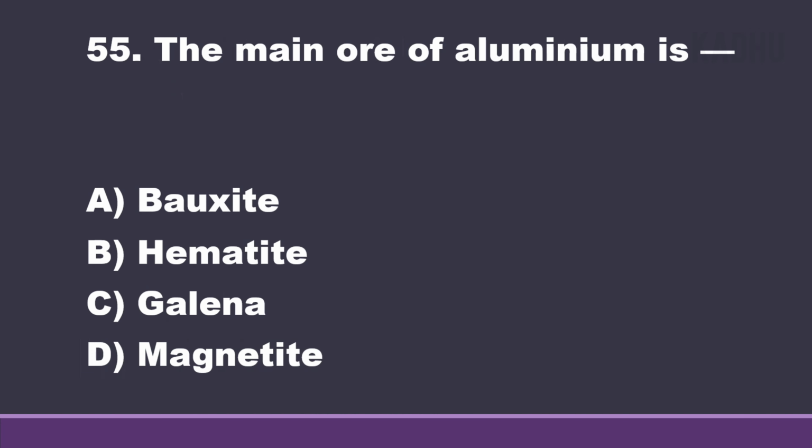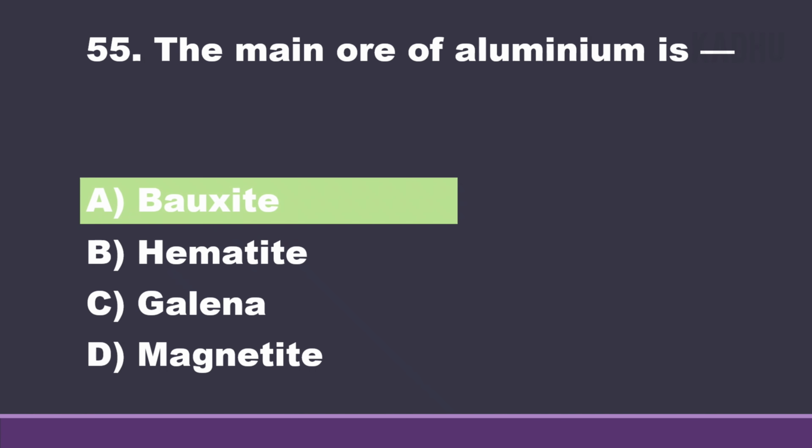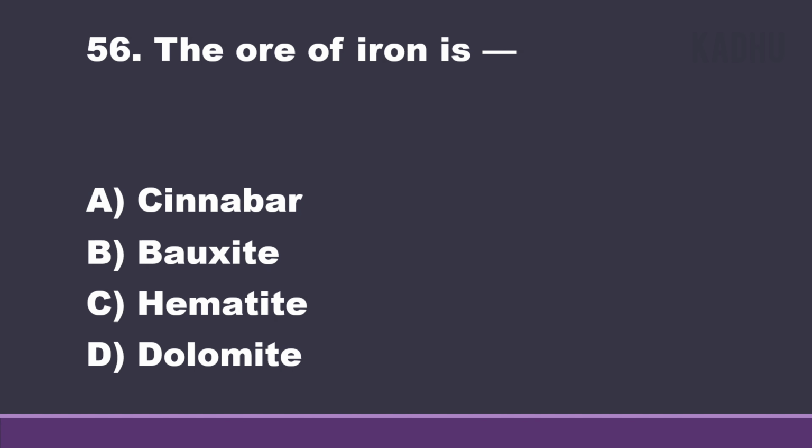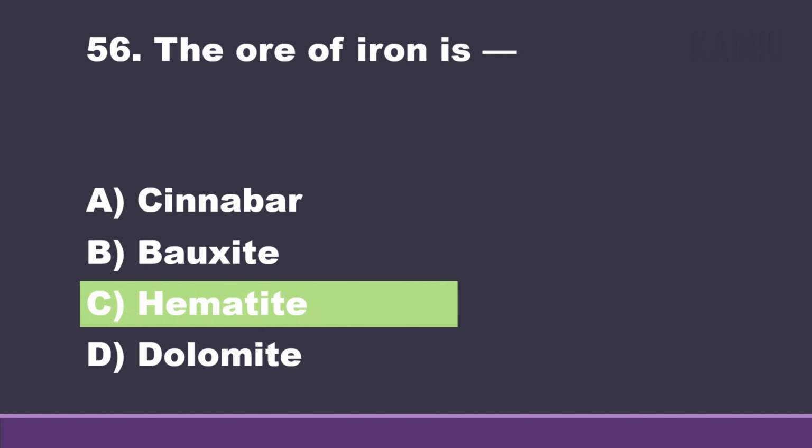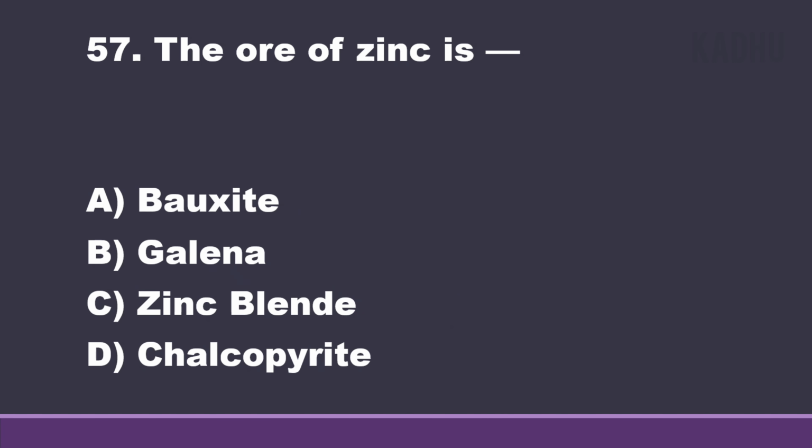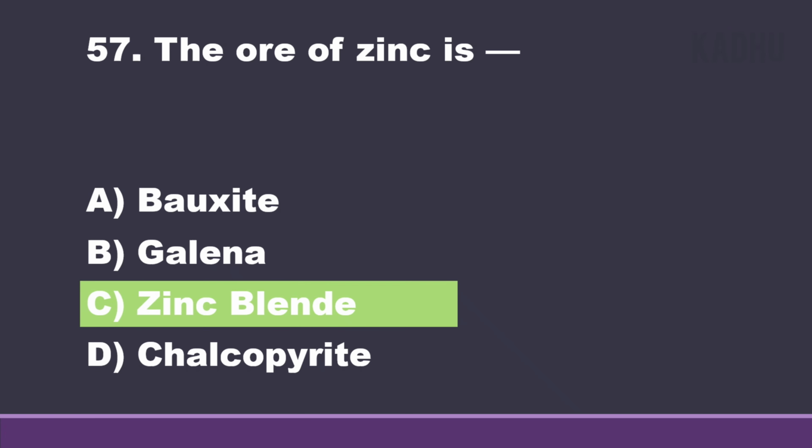Next question, the main ore of aluminium is, so for this question, option A will be the correct answer, bauxite. Next question, the ore of iron is, option C will be the correct answer, hematite. Next question, the ore of zinc is, option C will be the correct answer, zinc blende.